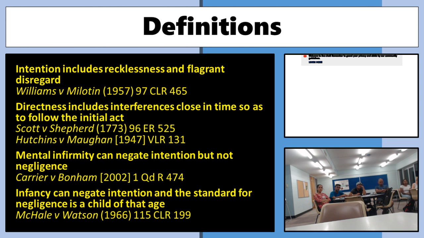Hutchins and Moore involved somebody walking in to land and placing poison. And there they talked about directness in that this unbroken chain, placing the poison on the ground, and then the neighbor's dogs came along and ate them. That's going to be fine. Even though you think about it, you place it and you've walked away, there's a gap in time, that's fine. It's sufficiently direct.